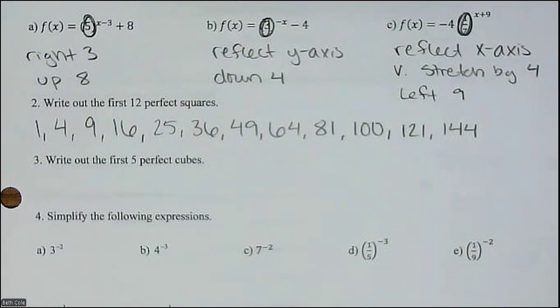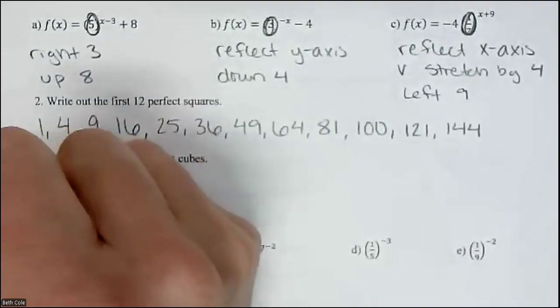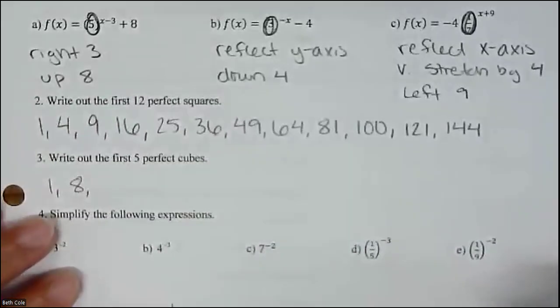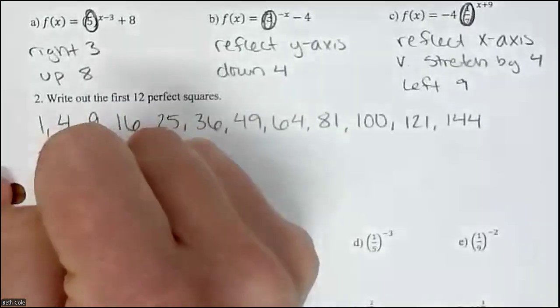I think knowing some of the special ones is important. Like 20 squared would be what? Yeah, 400. Do you know 25 squared? That's 625. Some of those are good to know, but if you know through 12, I'm happy. All right. The first 5 perfect cubes. So 1, 8, 2 cubed is 8. What's 3 cubed? It's 27.